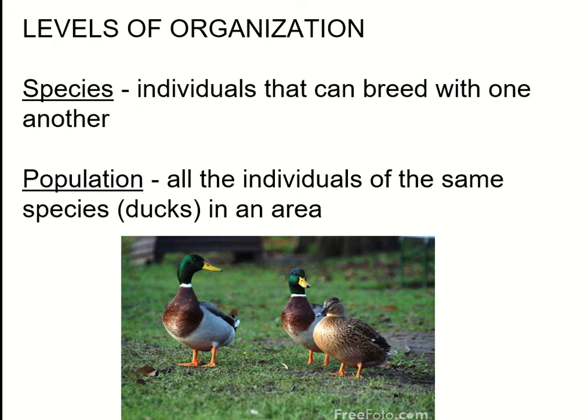Then we have some terms that we need to understand, such as species. That's an individual that can breed with one another. Ducks can breed with other ducks. A population is an individual of the same species in the same area. Although all ducks can breed with one another, if they're not near each other, they're not going to have baby ducks.